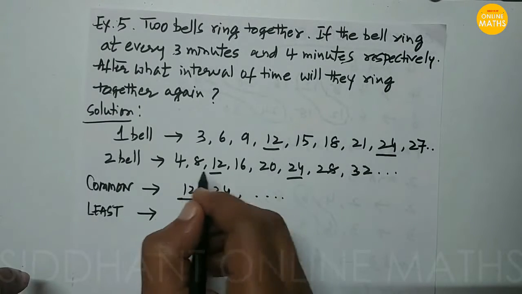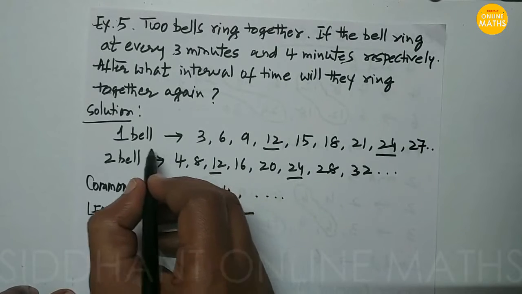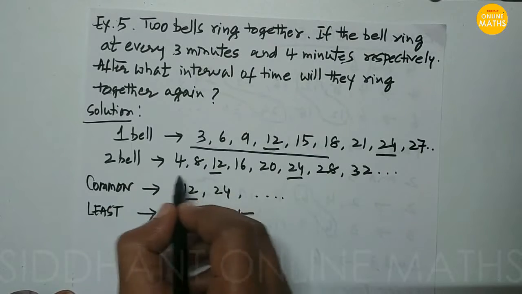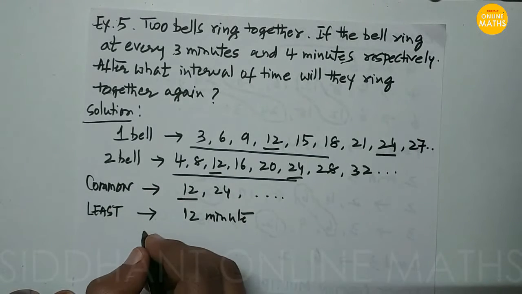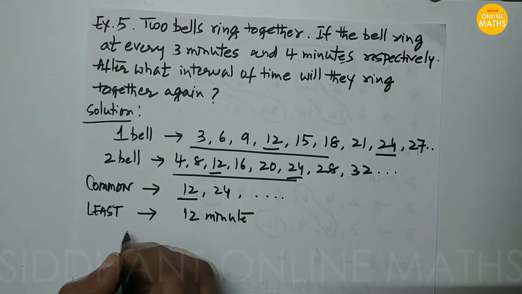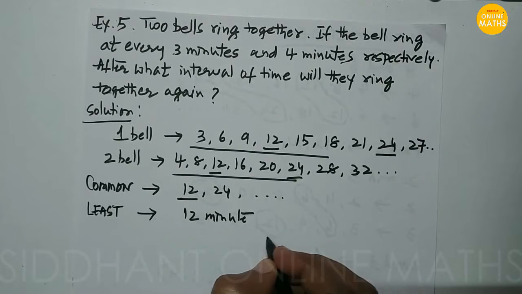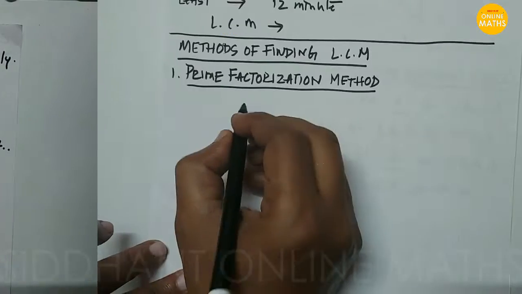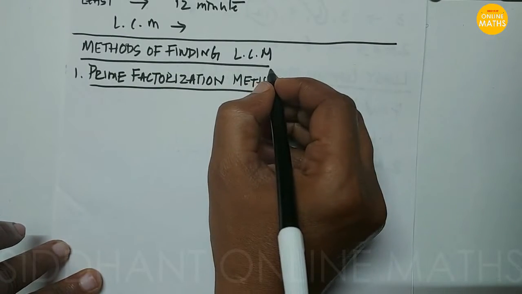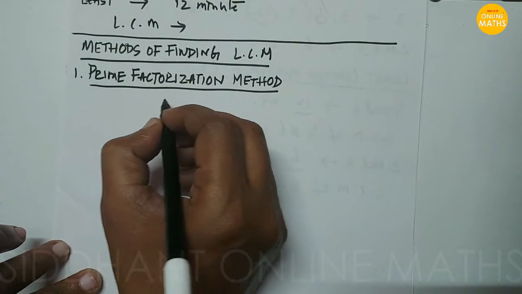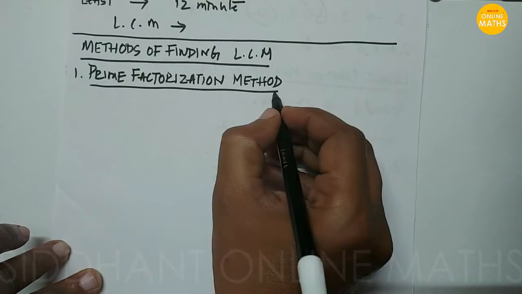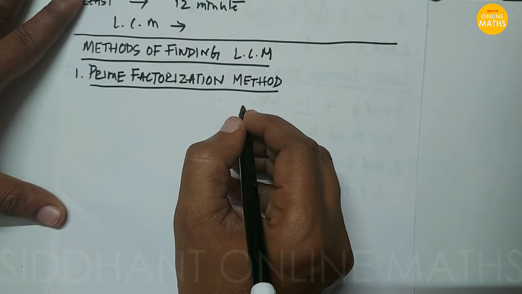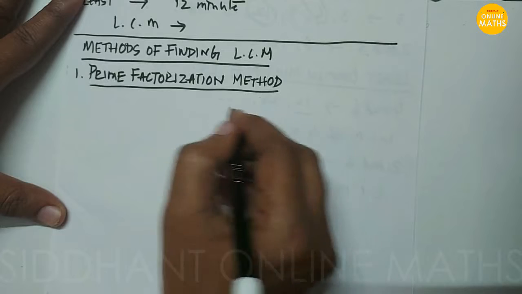So here, instead of writing every number, every time we are going to write the multiples of 3, multiples of 4. So we are going to discuss a simple method to find out the LCM. So next topic, methods of finding LCM. The first method is the prime factorization method. Here we are going to discuss how we find the LCM by the prime factorization method.